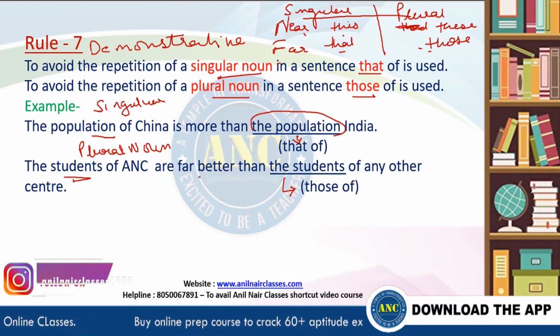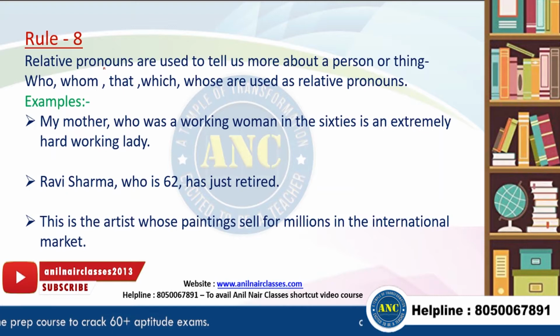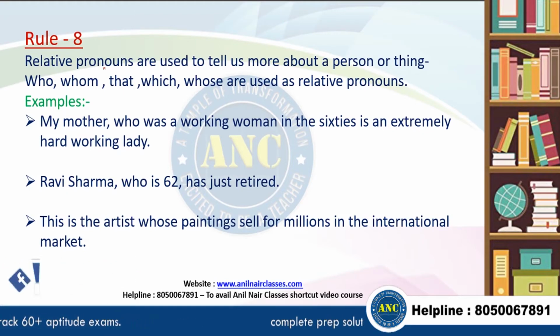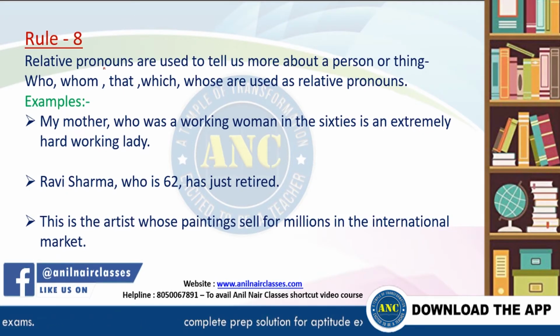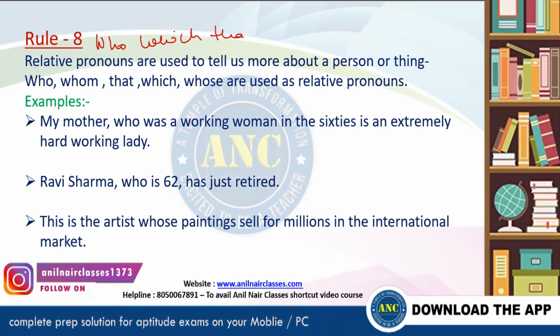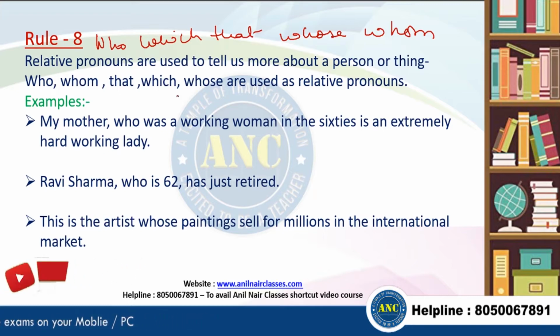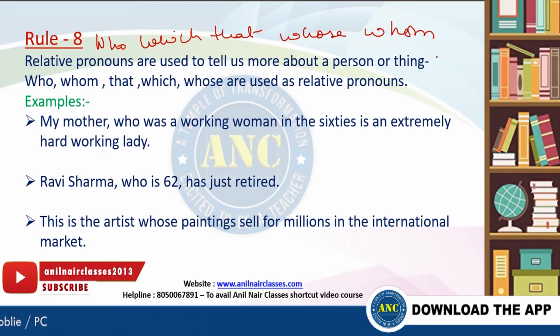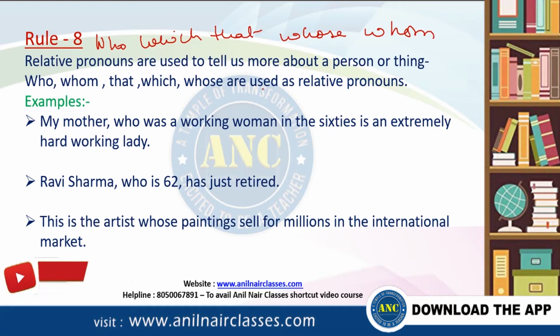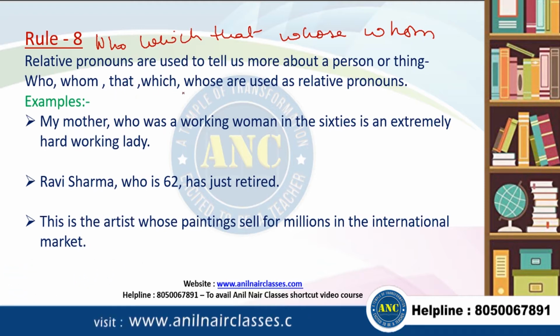So, relative pronouns. Now, what are those relative pronouns? I told you the examples: who, which, that, whose, whom, right? These are all your relative pronouns. They are used to tell us more about a person or a thing. These are the examples, right? Who, whom, that, which, whose. Now let's see the example.